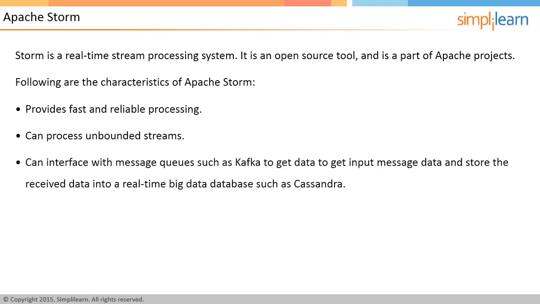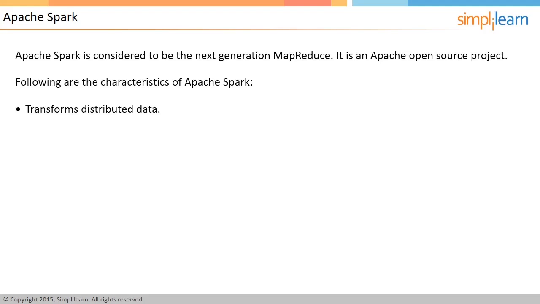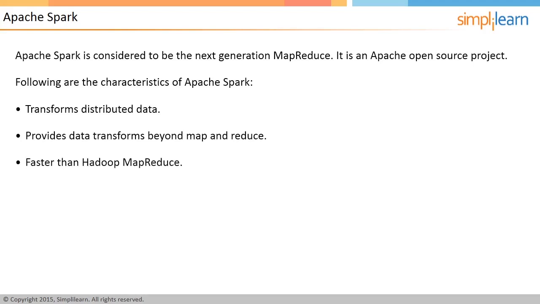Apache Spark is considered to be the next generation MapReduce. It is also an Apache open source project. It is used to transform distributed data. It provides data transforms beyond map and reduce. It processes data faster than Hadoop MapReduce. When the entire data fits in memory, Spark is found to be 100 times faster than Hadoop MapReduce, whereas in other cases, it is found to be at least 10 times faster.